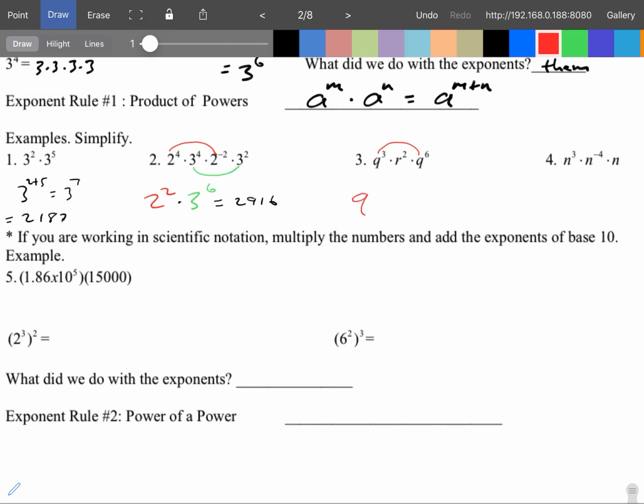So that's going to give us Q. And again, since we have like bases, we are going to add the powers. So it's going to be 3 plus 6. So that's 9. And then the r squared, we're just going to bring that down. So that's just going to be times r squared. And that's going to be our answer on that one then.